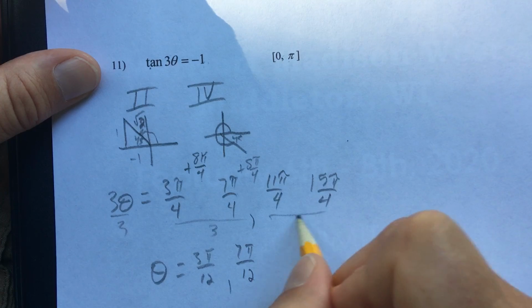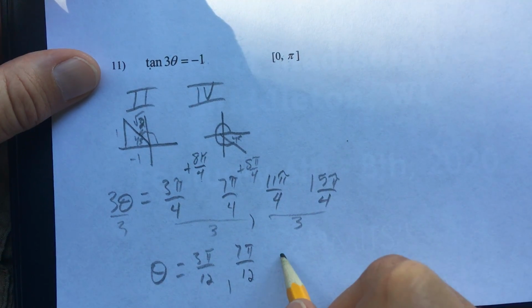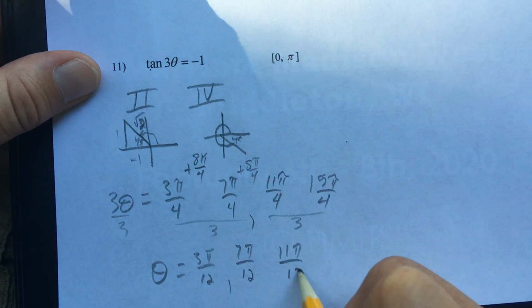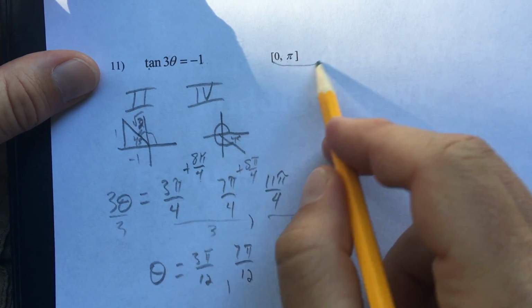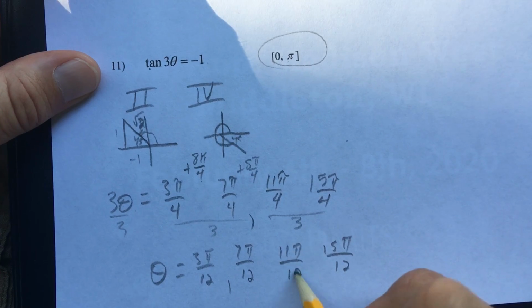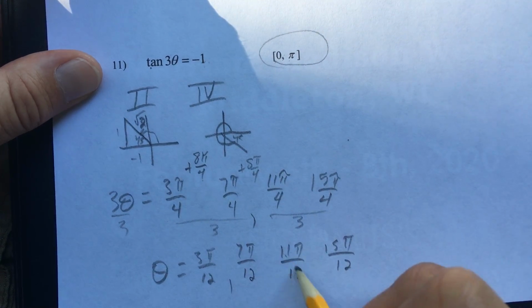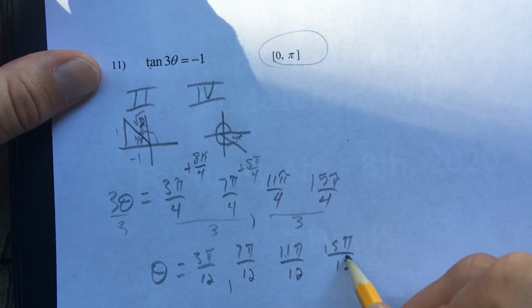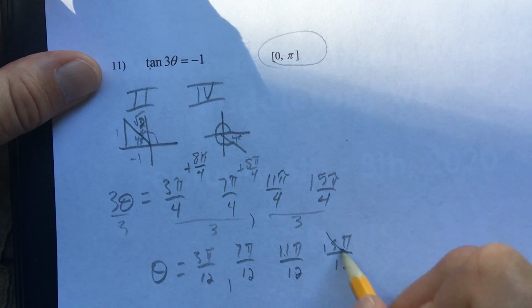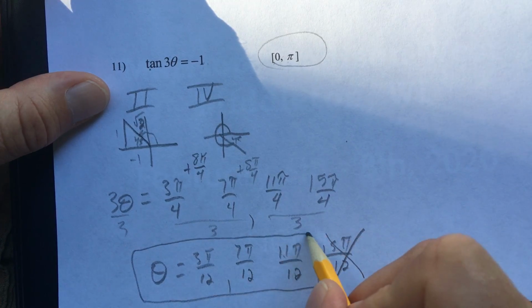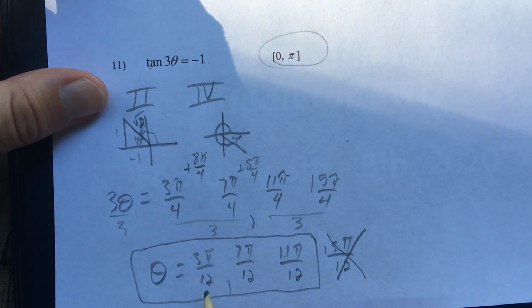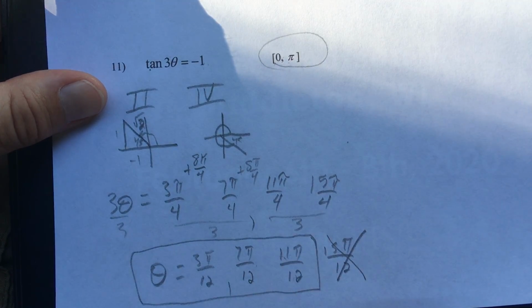Okay. Then if I divide those by 3, I end up getting 11 pi over 12 and 15 pi over 12. Now I want to stay between 0 and pi. So 11 twelfths is still less than 1, so that's still less than pi. But 15 divided by 12, that's bigger than 1. So this will actually be bigger than pi. So here's my final answer. I want 3 pi over 12, 7 pi over 12, 11 pi over 12.